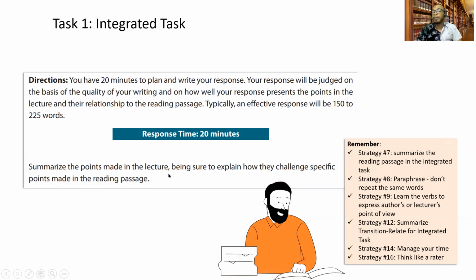Summarize the points made in the lecture, being sure to explain how they challenge specific points made in the reading passage. Go ahead and pause the video. Try to answer in 20 minutes before we see an example of an excellent response. All right, have you done it? Now, let's compare your response to an example of an excellent response.